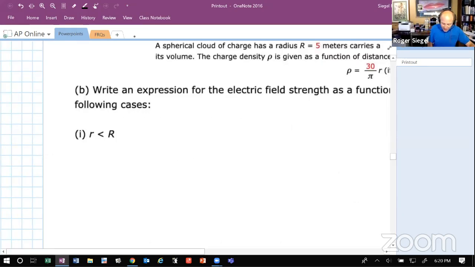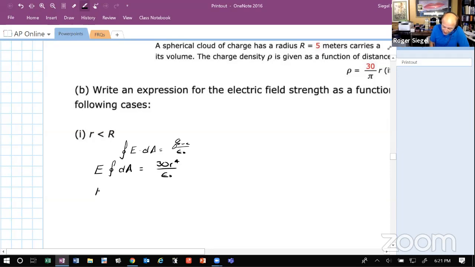Gauss's law says that the closed surface integral of E dot dA is equal to the charge enclosed over epsilon naught. So let's imagine now that we're within the sphere, we're less than big R, and we want to find the electric field. Because of symmetry, we can pull this out and add up all the dAs, which will be a surface area. Now, what is my charge enclosed? From the previous problem, I know that this is 30 r to the fourth power over epsilon naught.